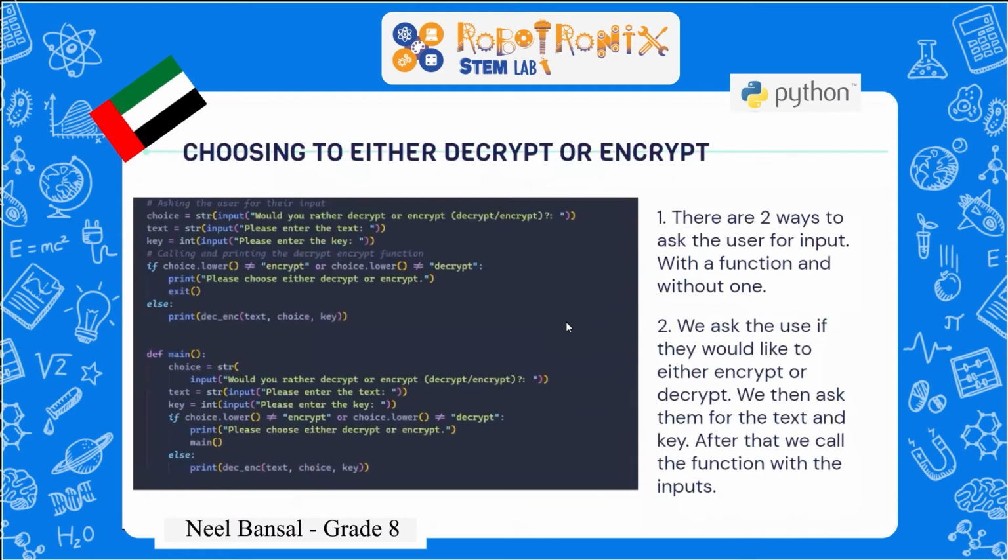And we also have the choosing to either encrypt or decrypt. There are 2 main ways that you could choose how to do it. There's a main function, or there's just one that's without any function. Basically, these both are quite similar. They both ask if the user would rather decrypt or encrypt, and ask them to enter text and a key, and it would make sure that the choices they've entered are actually valid. We want to make sure that the user has entered either encrypt or decrypt and not anything else. So we have an if statement that checks that, and we also call a function after they choose that.